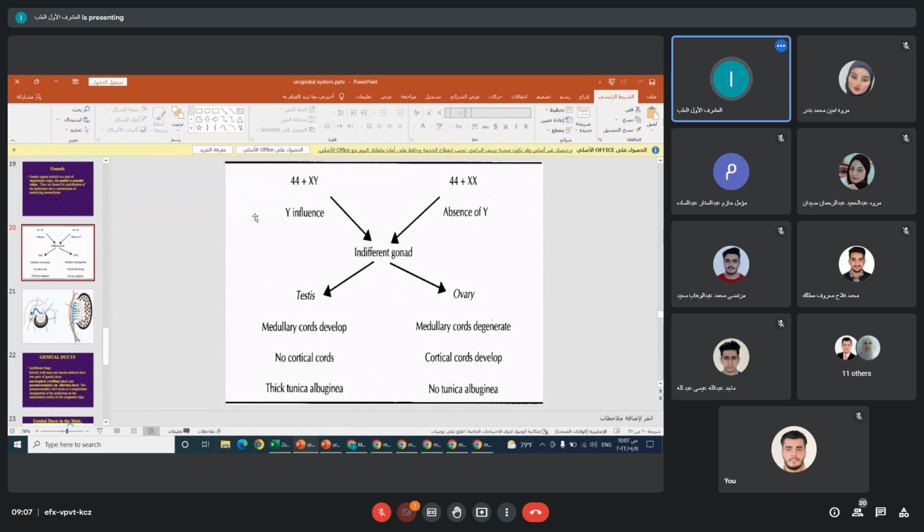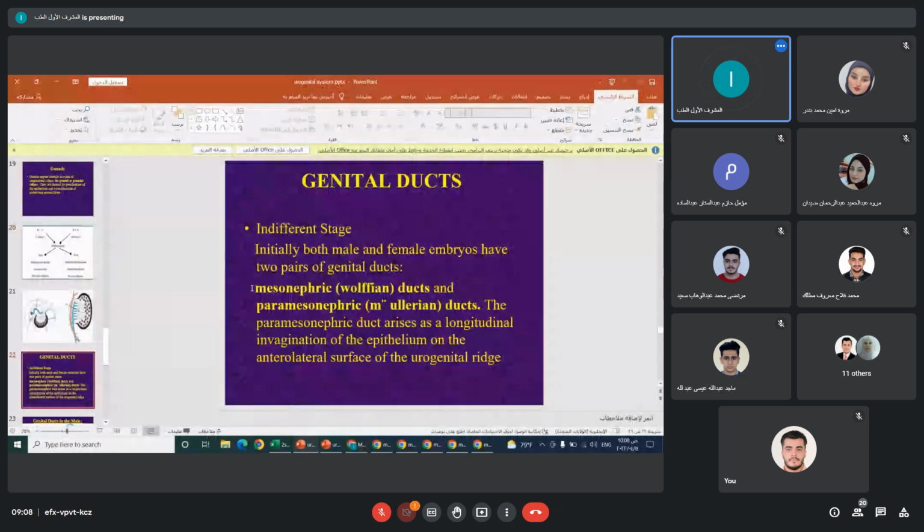Any question? And then we come to the genital duct. Also, we have an indifferent stage. Initially, both male and female have two pairs of genital ducts.